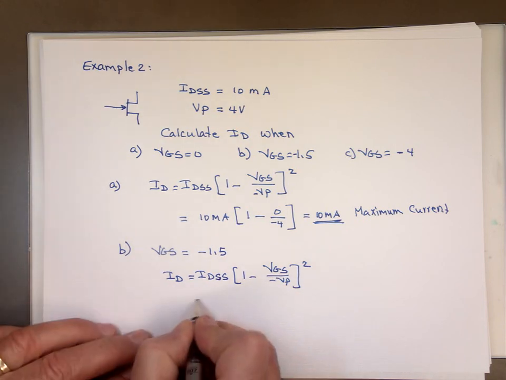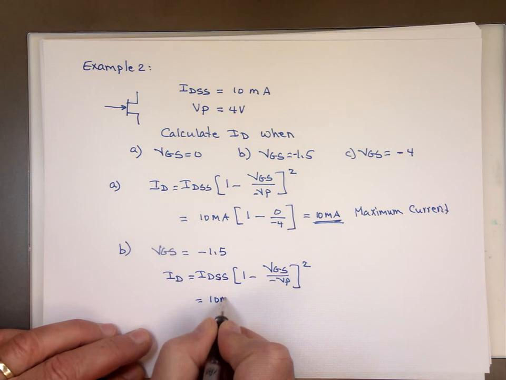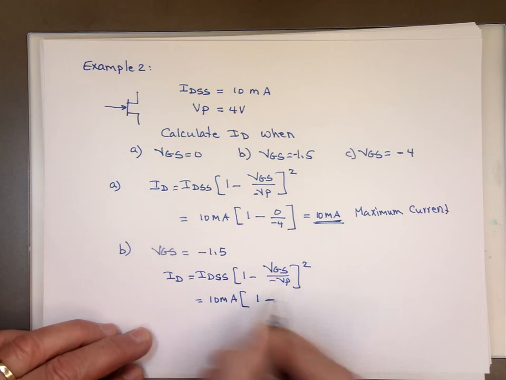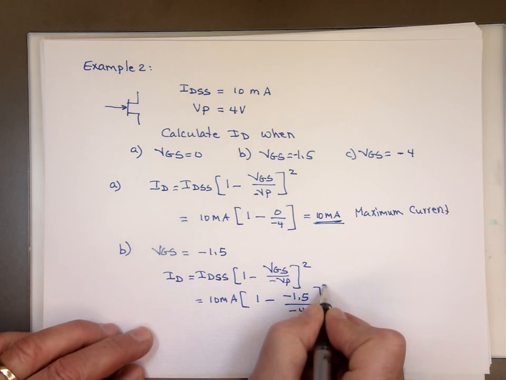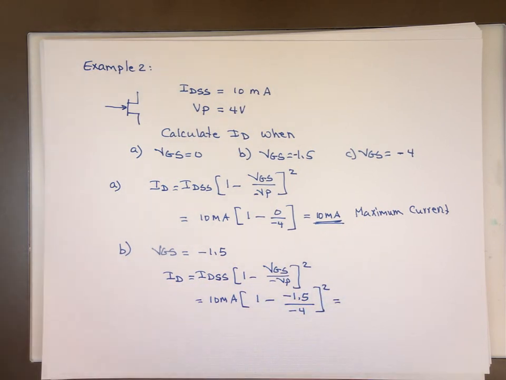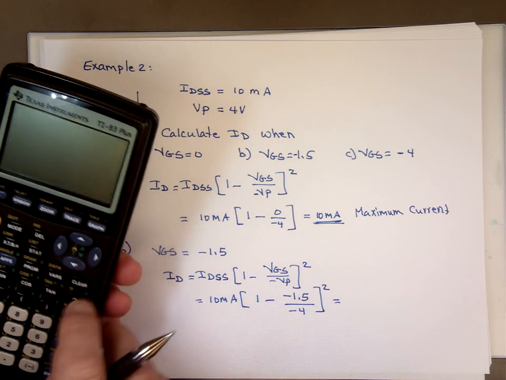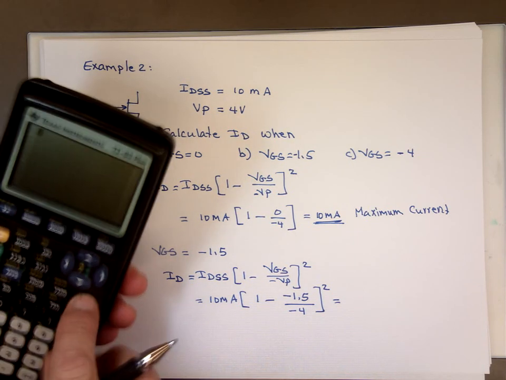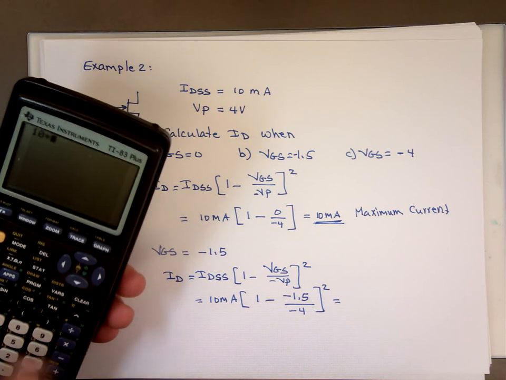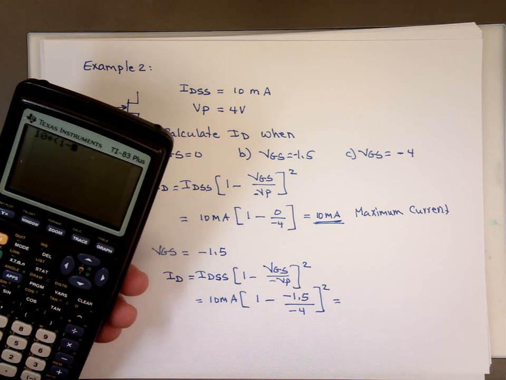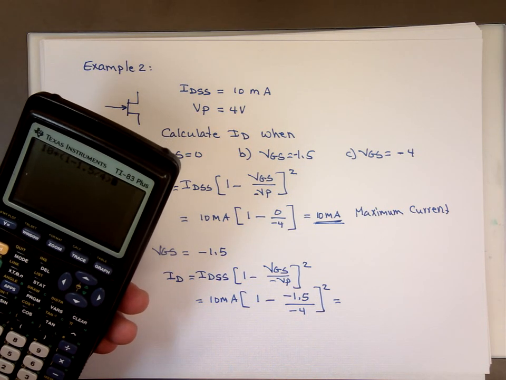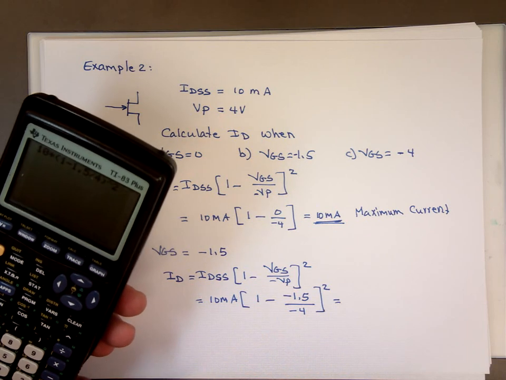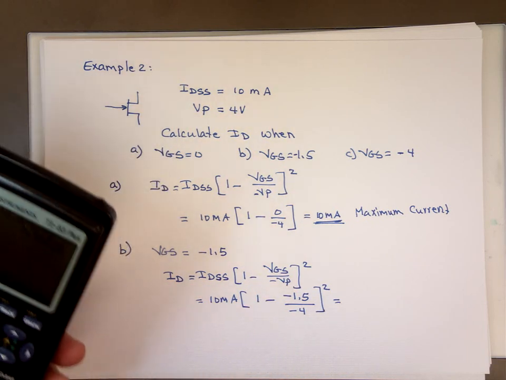So I sub D equals I sub DSS, which is 10 milliamp, times 1 minus VGS, which is negative 1.5, divided by negative 4, and we're going to square that. You do the math. That's 10 times parentheses 1 minus 1.5 divided by 4, squared, to the power of 2. I got 3.9 milliamp.